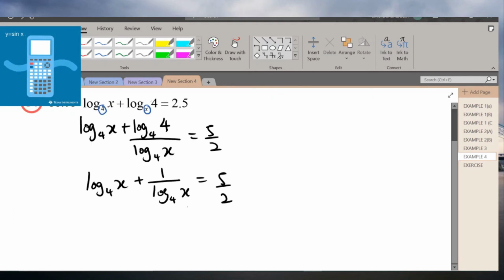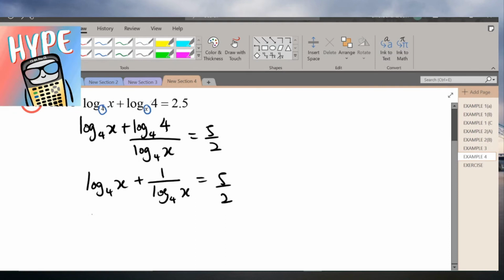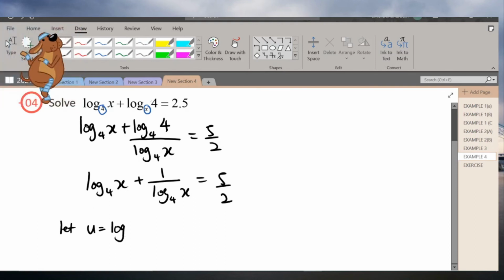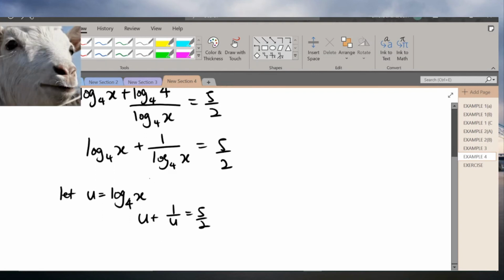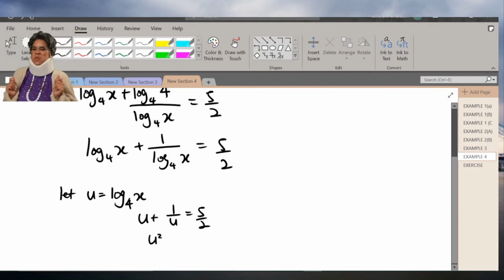Now, how do we solve this? We can solve this in many different ways. One of the ways is to assign a variable to log base 4 of x. So let's say I let u be log base 4 of x. That means in our equation we will get u plus 1 over u is equal to 5 over 2. Now it looks easier to manipulate, so we can simplify and we will get u squared plus 1 over u is equal to 5 over 2.